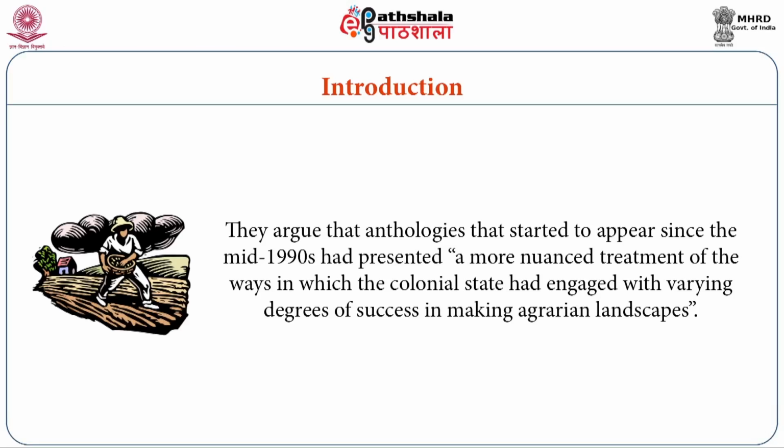It has been argued by Rangarajan and Sivaramakrishnan that the first major anthologies on nature and culture in the 1990s, drawing mostly on work done in the 1980s, had looked mainly at the imperial impact on the state-driven changes, or alternately at the multiple hues of the encounters of nature, the Orient and colonialism. They argue that anthologies that started to appear since the mid-1990s had presented a more nuanced treatment of the ways in which the colonial state had engaged, with varying degrees of success, in making agrarian landscape.